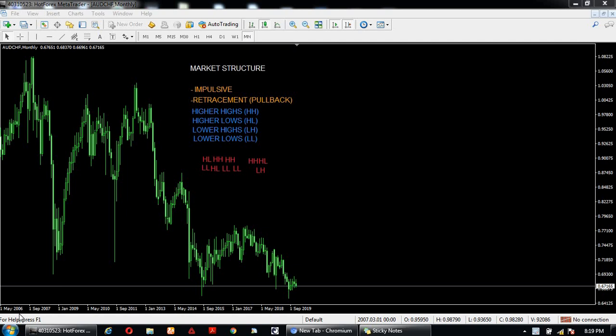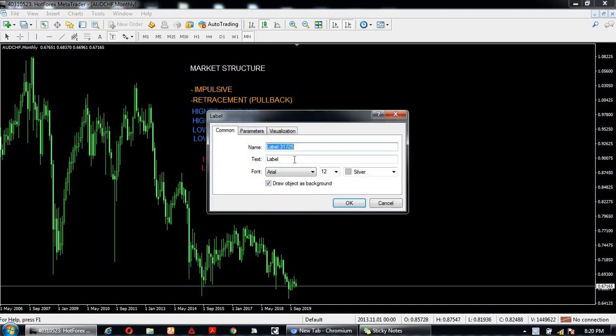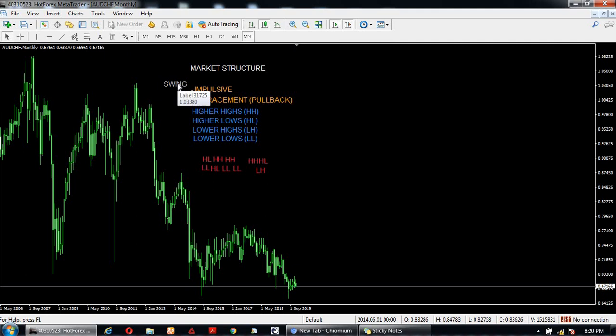Today we'll be talking about market structure, which is a very vital part of your analysis. So basically, we understand that price moves in pattern. Price moves in swing pattern.